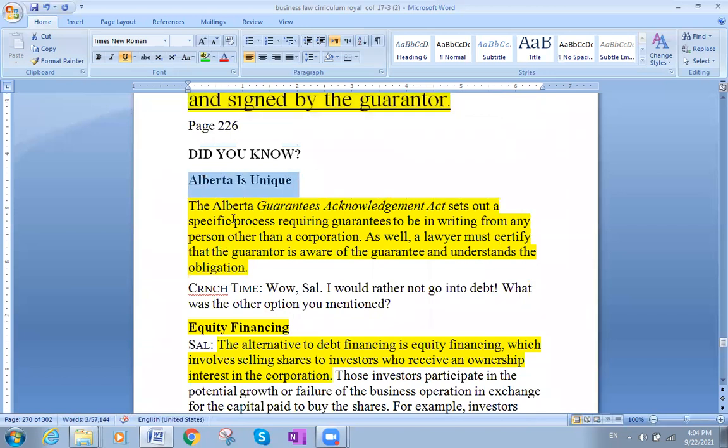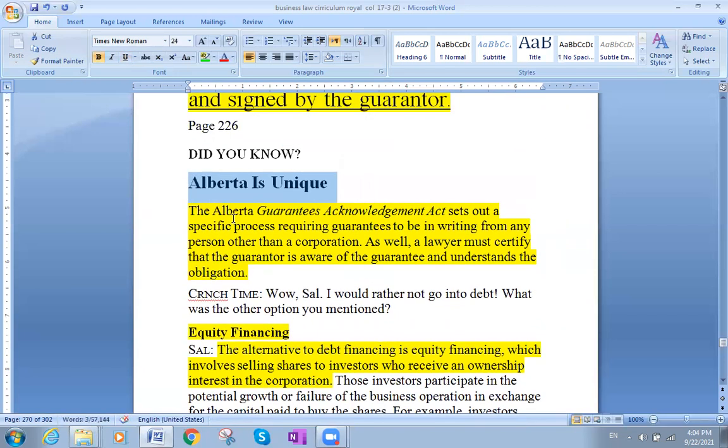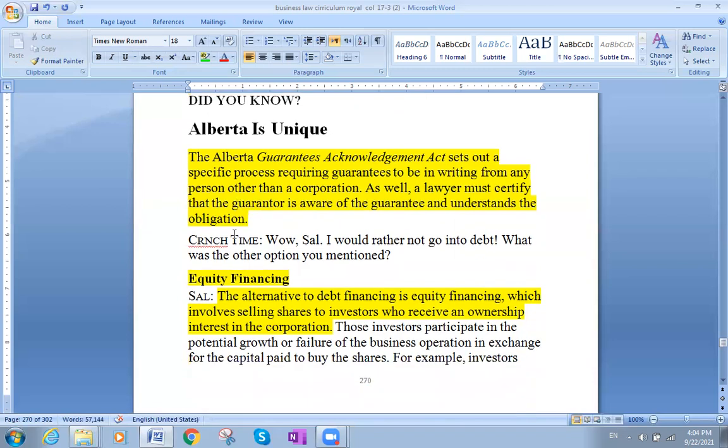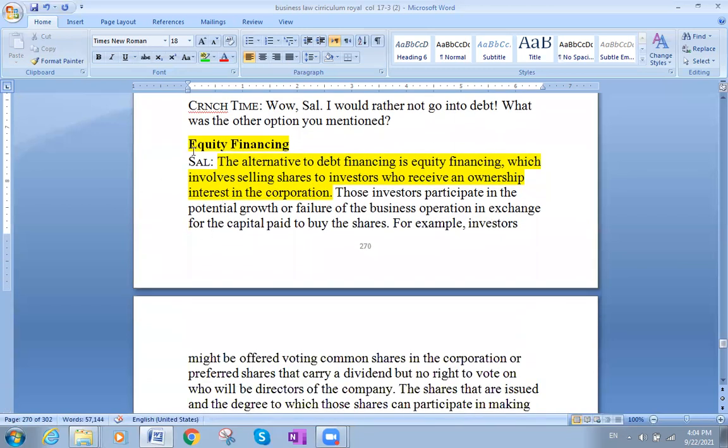Alberta is unique, and we'll see why. In Alberta, the Guarantees Acknowledgement Act sets out the specific process requiring guarantees to be in writing from any person other than a corporation. As well, a lawyer must certify that the guarantor is aware of the guarantee and understands the obligation. This is for Alberta regarding the guarantee.